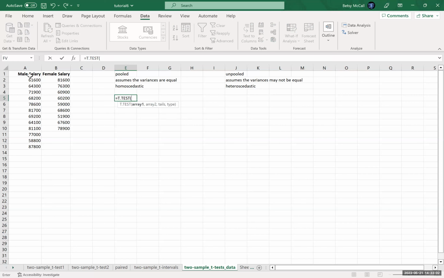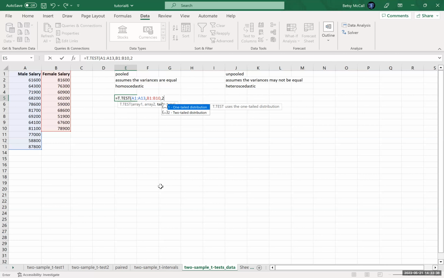Our first array is going to be the male salaries. The second array is going to be our list of female salaries. The tails are going to be determined by what we are trying to test. So if we are trying to test that the two means are equal, and we just want to see if they're different, not who is doing better than who, then we would pick a two-tailed test. And that's what I'm going to do just as an illustration, not making any assumptions about the data.